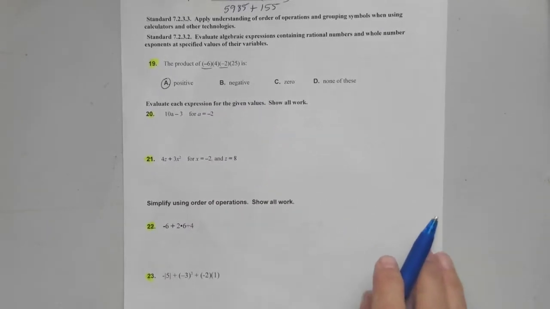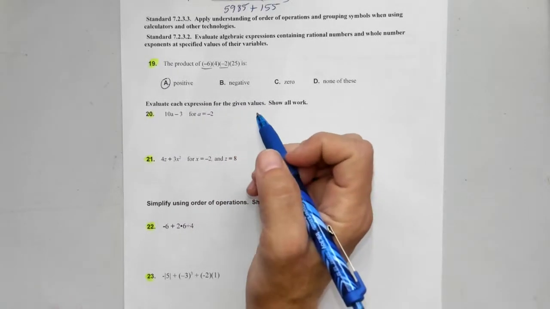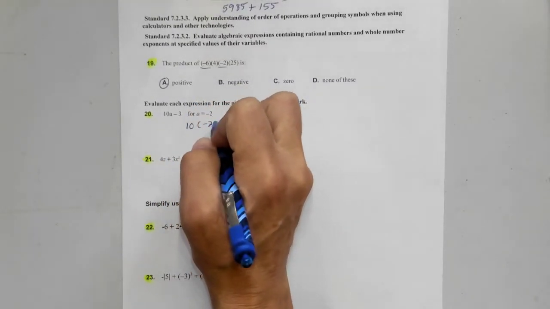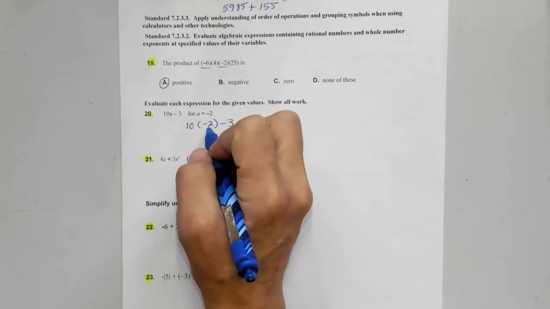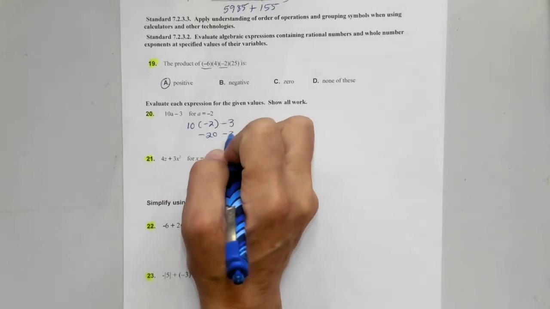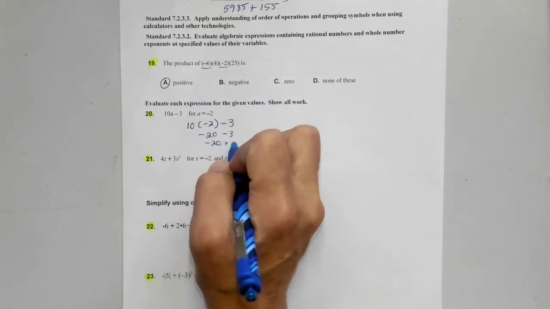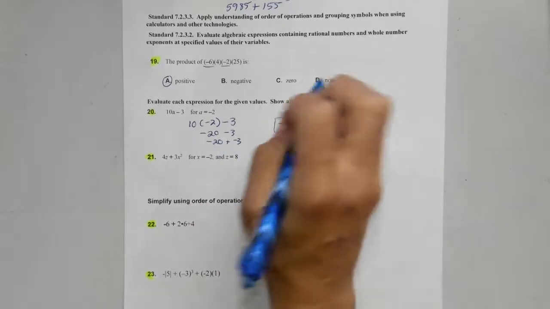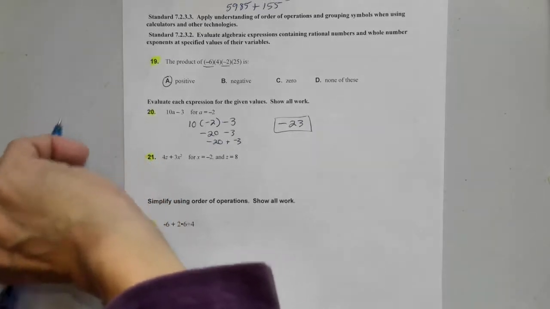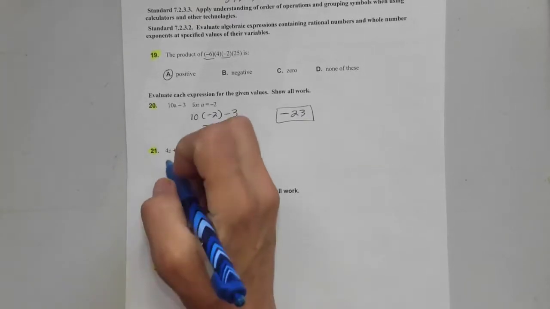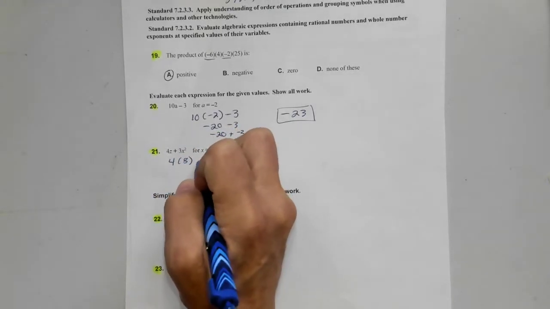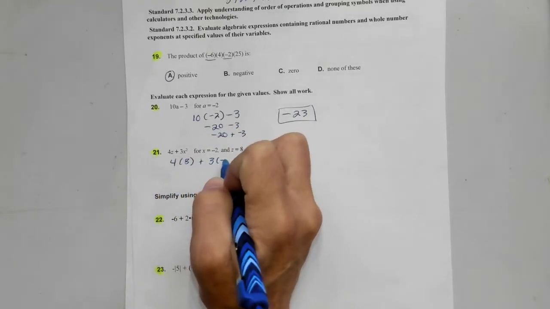Evaluate each expression for the given values. Okay, so let's see here. 10 times negative 2 minus 3. 10 times negative 2 is negative 20. And if I do negative 20 minus 3, I get a negative 23 as my answer. Okay, doing the next one, 21. 4 times z. Z is 8. Be careful when you substitute in the numbers. Make sure you do the correct one.